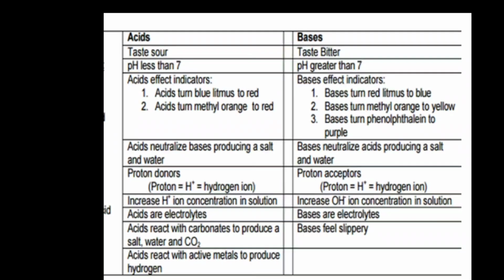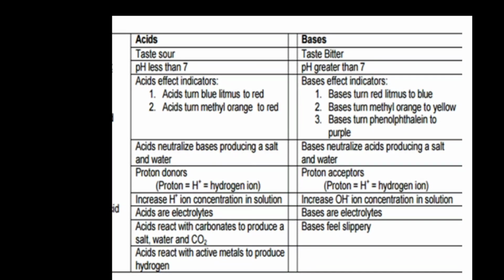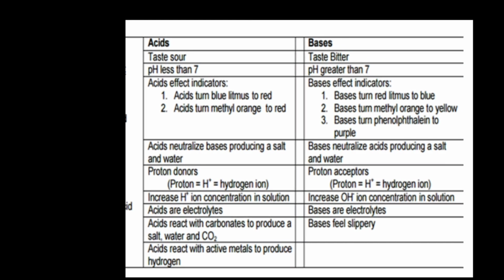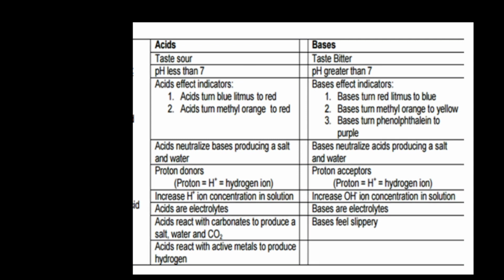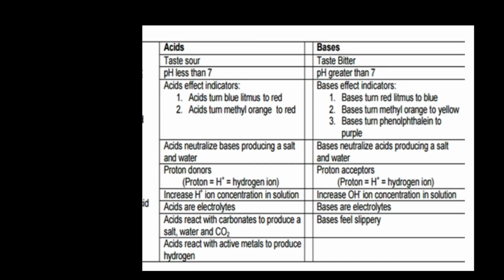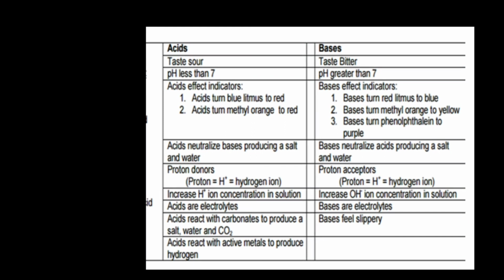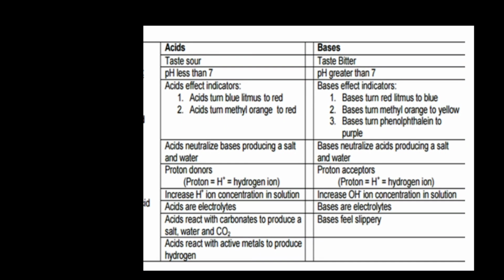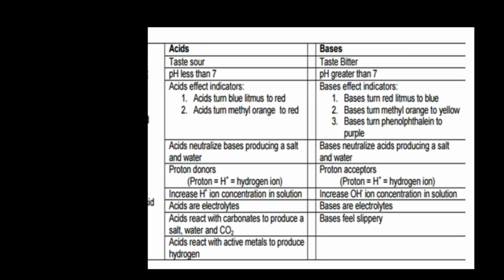As per the definition, acids are proton donors and bases are proton acceptors. Acids increase H plus ion concentration in solution. Bases increase hydroxyl or OH ion concentration in solution. Both acids and bases are electrolytes. Acids react with carbonates to produce salt, water and carbon dioxide. One property of bases is that they are slippery. Acids react with active metals to produce hydrogen.